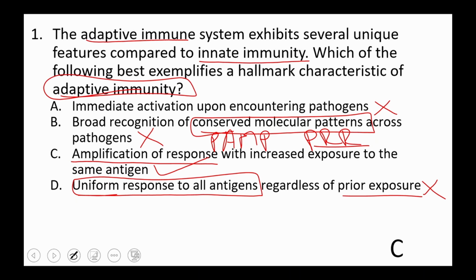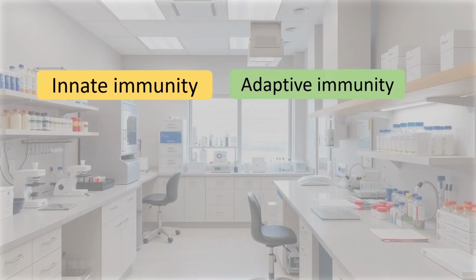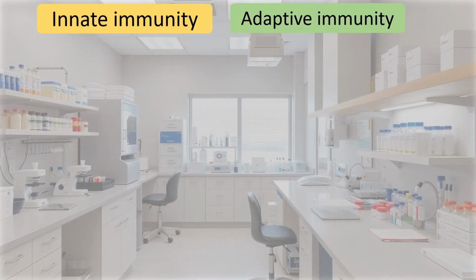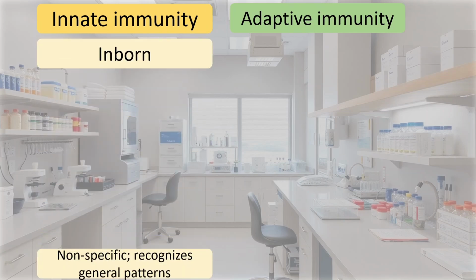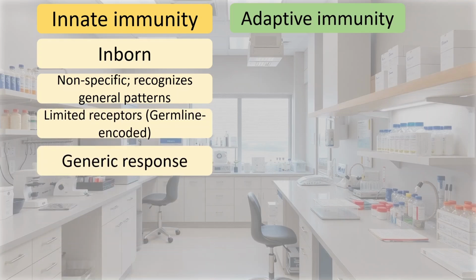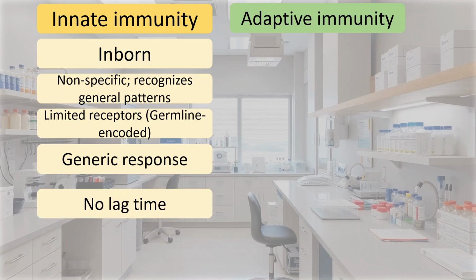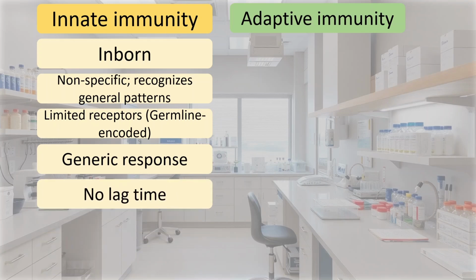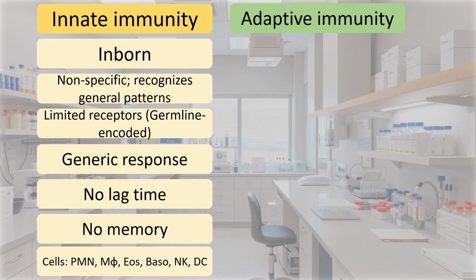So this question is about the difference between innate immunity and adaptive immunity. Innate immunity is inborn, it's consistent within a species, it recognizes common structural patterns, it has a limited set of receptors, it has a generic response, there is no lag time in responding to a foreign antigen, and the main cells which participate in innate immunity are neutrophils, macrophages, dendritic cells, eosinophils, and NK cells.